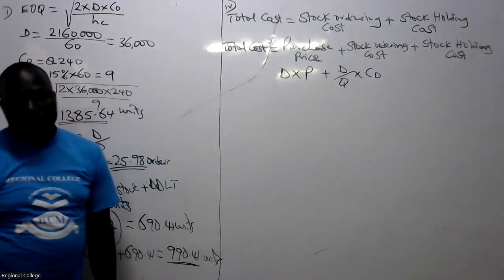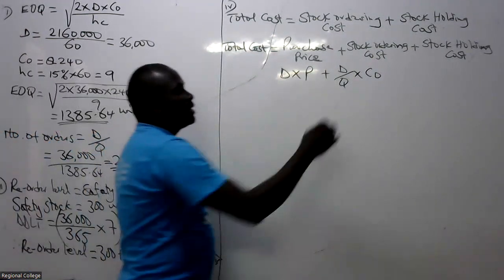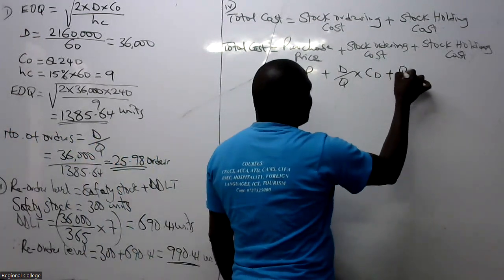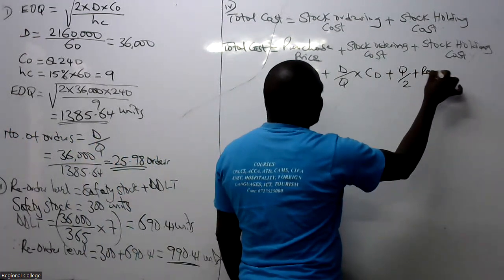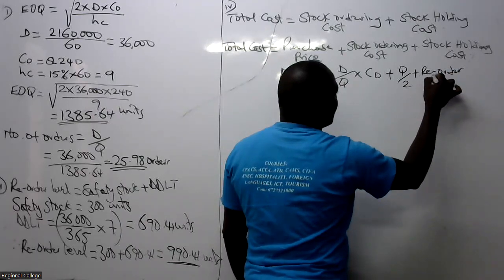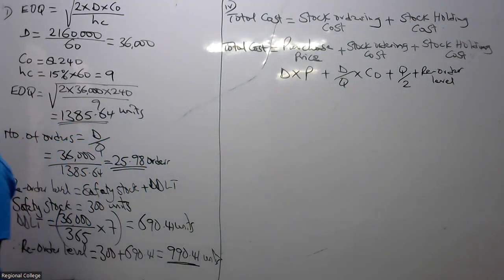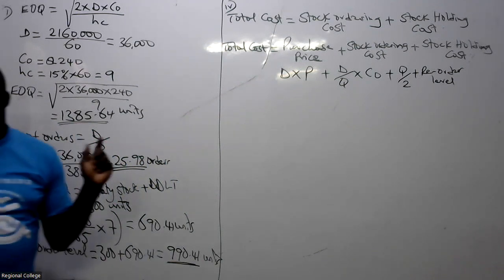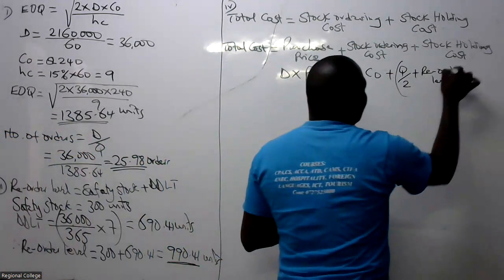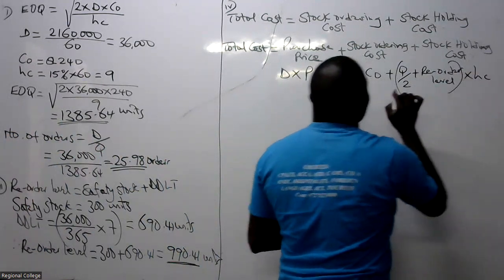Cost per order. That is our formula for the ordering cost. Then stock holding cost, Q over 2 plus what? You have the reorder level. In case of buffer stock, reorder level also becomes part of the average stock. So you have to change your formula a little bit. So this one we multiply by what? X.